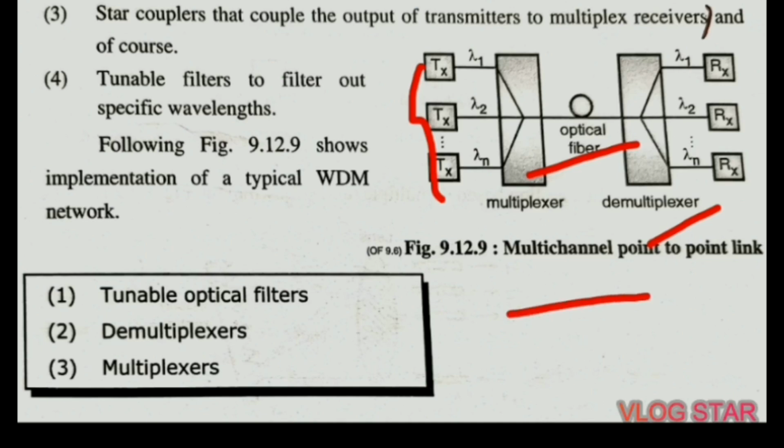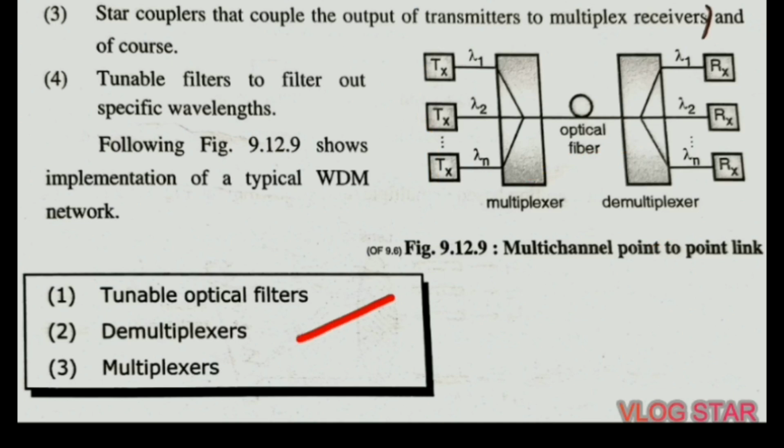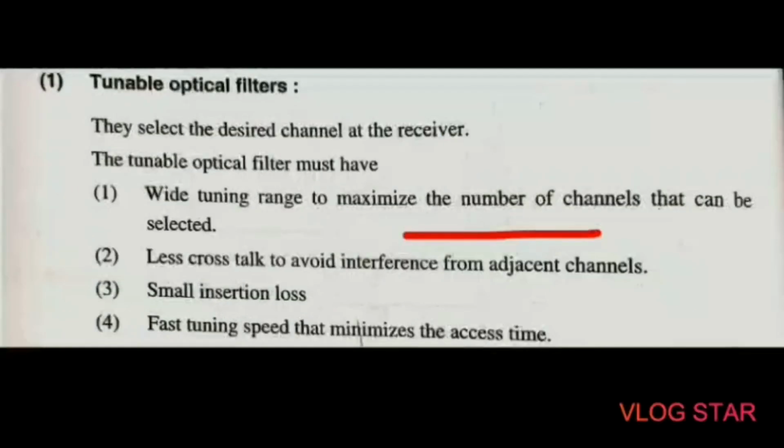Okay, so in this figure we can see the implementation of a typical WDM network. Here the WDM components are: the first is tunable optical filters, second demultiplexers, and third multiplexers. The first component is tunable optical filters. They select the desired channel at the receiver.